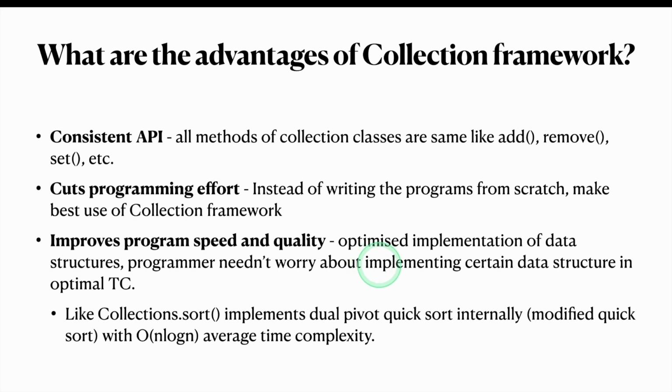The programmer doesn't need to worry about implementing a certain data structure in optimal time complexity. Like Collections.sort implements dual pivot quicksort internally, a modified quicksort with n log n average time complexity. The worst time complexity still remains n squared, but the average time complexity is n log n.